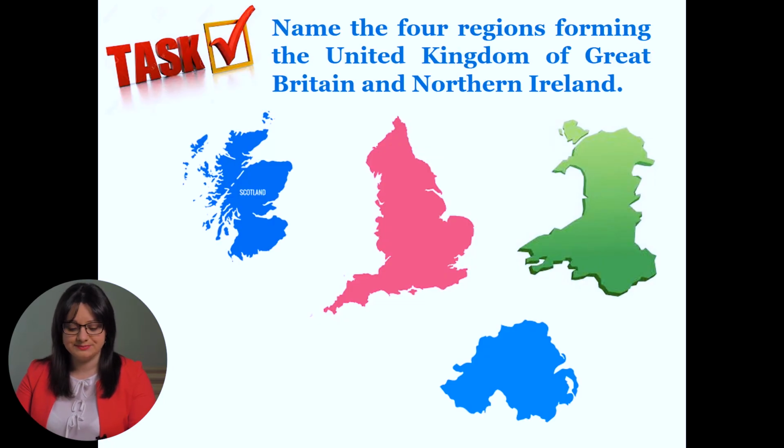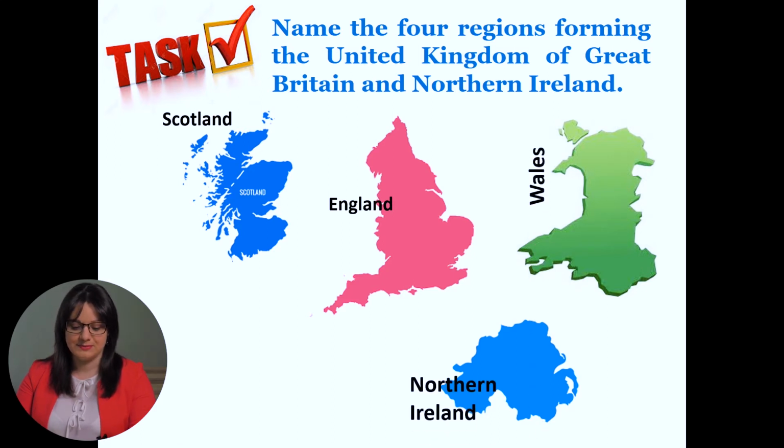Let's begin. The United Kingdom is made up of 4 countries or regions. Look at the screen and let's see if you know their names. England, Scotland, Wales, Northern Ireland. Very well.